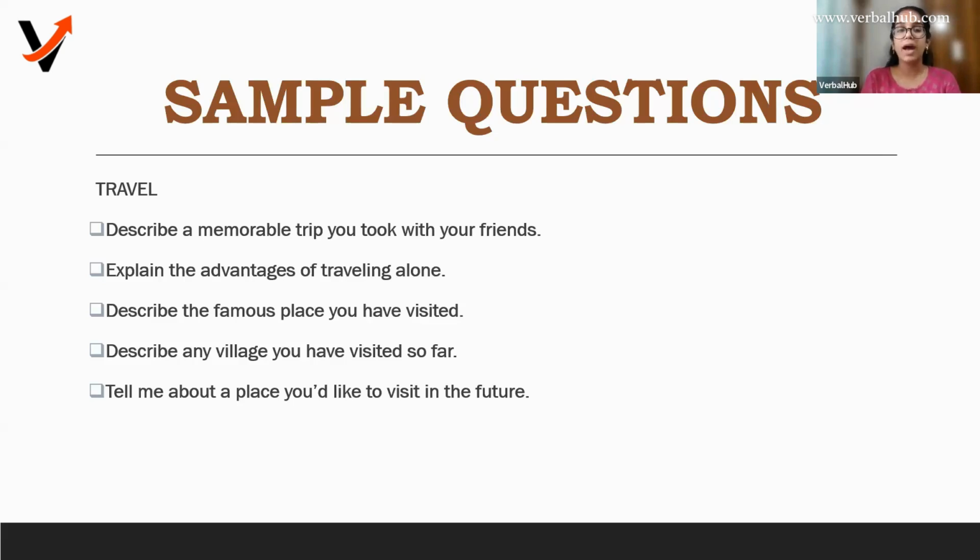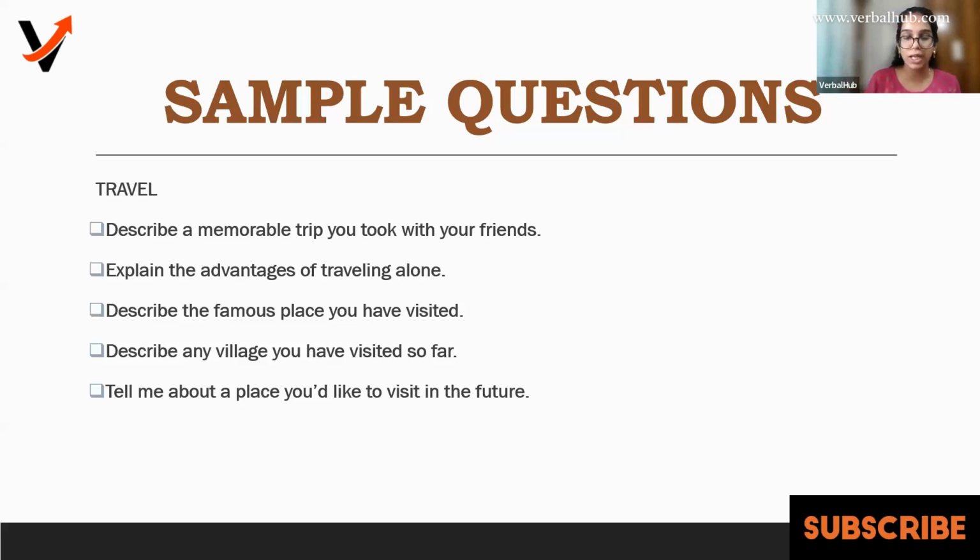Let's suppose even if you have not experienced anything, you can make up a story, right? So for that, you need to understand the keyword. Let's suppose the question is, describe any village you have visited so far. And if you believe that you have not visited any village in your life, you can just imagine a village. How does it look like? Before you imagine, first of all, it's very important that you take the keyword.